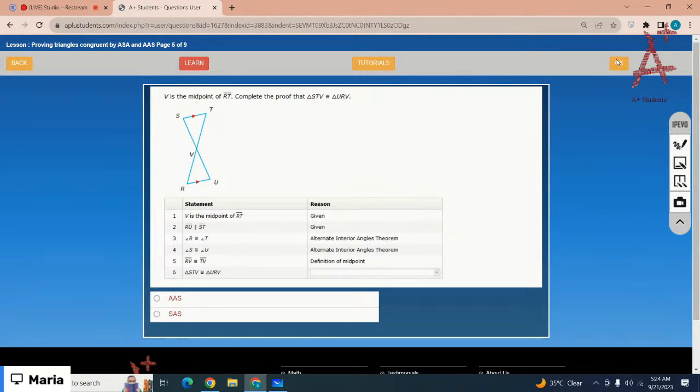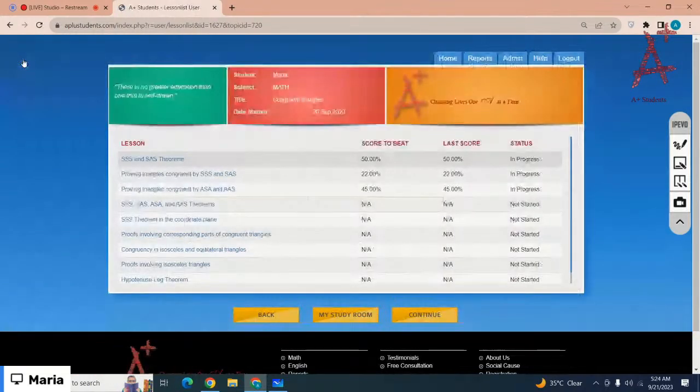Okay, you can complete the lesson by yourself later today. Let me just move on to the next lesson. And the next lesson is SSS, SAS, ASA, and AAS theorems. So let's just start with the next lesson.